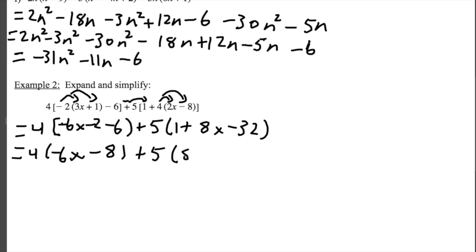All right. So now we have minus 24x minus 32. And then we're going to multiply the 5 through. So this will be 40x minus 155.